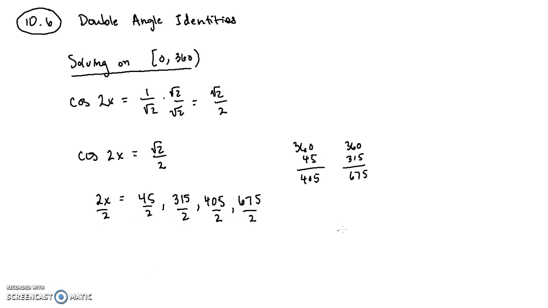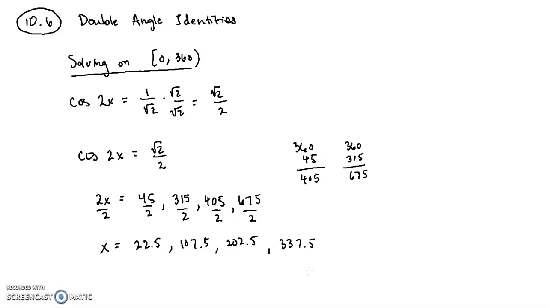Technically we should have separate equations here, but you can just do it all in one step. So this gives me 22.5. This gives me 107.5. This gives me 202.5. And this gives me, let's see, 337.5, I think. I probably should have a calculator for these. So hopefully those are right, but that's the basic idea.